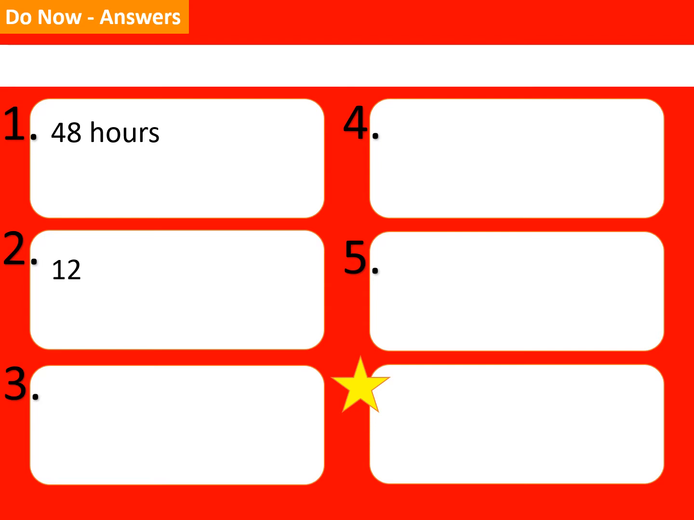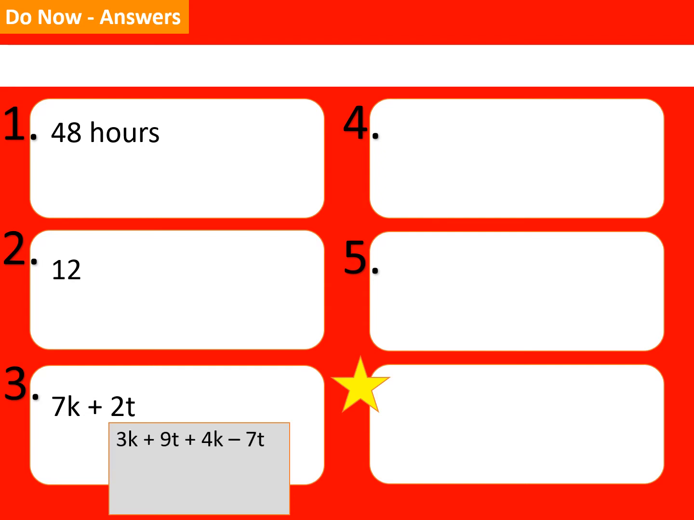Question 3. Simplify 3k plus 9t plus 4k, take away 7t. We should have 7k plus 2t. If we look at the expression, we have k's and we have t's. From lessons, we should know that we need to collect like terms to be able to simplify an expression, which also means to gather up all of the k's together and to gather up all of the t's together.